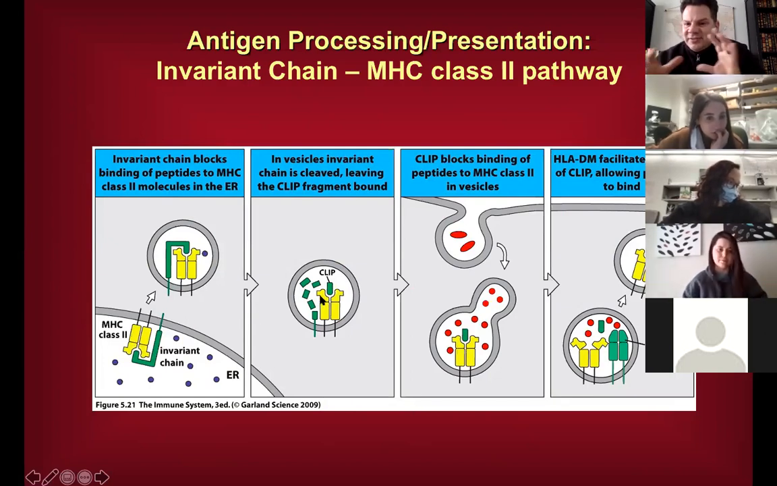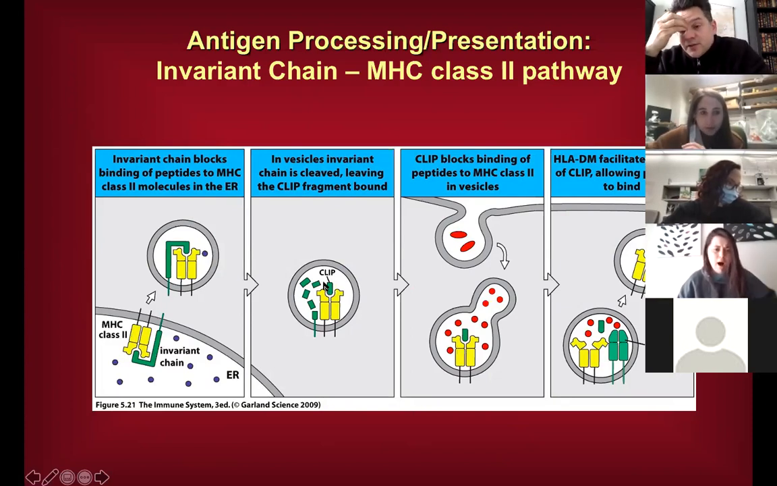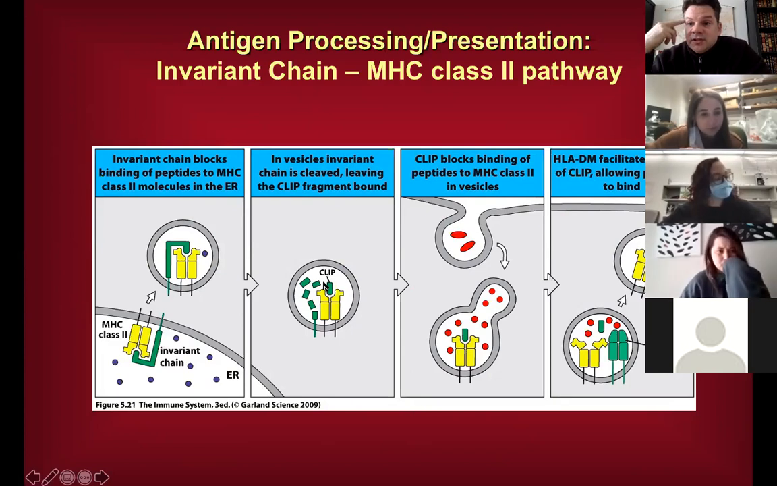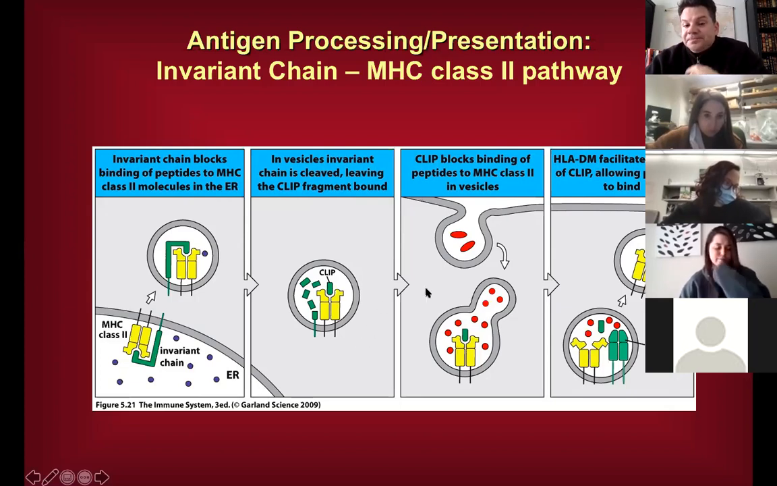All right. And then it's pushed out from the ER into a vesicle. In the vesicle, it's more of an acidic pH, and that invariant chain starts to break down. But what's important is that you have a little piece of protein called the clip protein that stays in that binding cleft. You don't want anything getting in that binding cleft until it sees a non-self antigen.